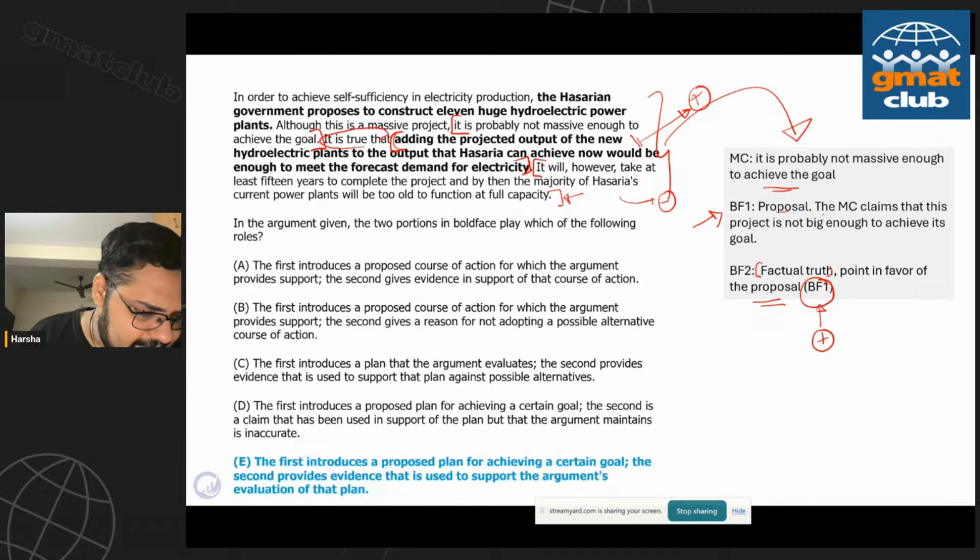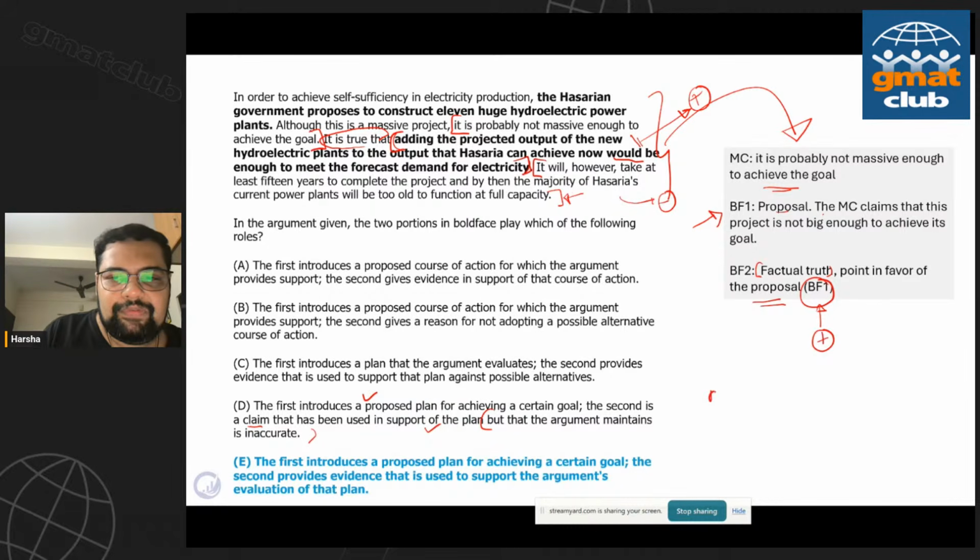Aditya, I imply that the latter part of the part meant that the plan won't work and it's inaccurate. No, you're being asked to figure out. If you look at the question, right? The second is a claim. Okay, is the second a claim? Yeah, it would not be enough. So it's clearly a claim. It has been used in support of the plan. This is also okay, but that the argument maintains is inaccurate.